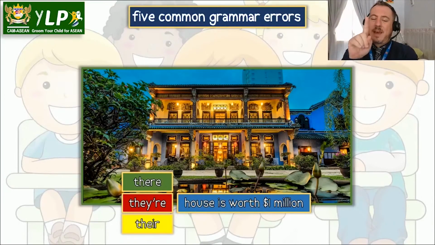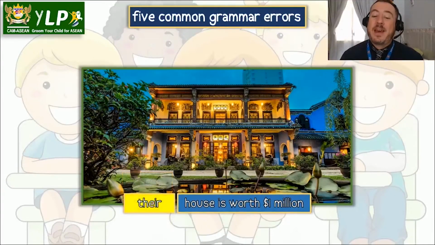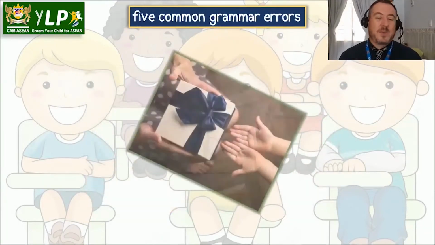And the red there means they are. So they are house is worth 1 million. That's not correct. Over there house is worth $1 million. That's not correct. So it must be the yellow. Their house is worth $1 million. That means the house belongs to them. Right. Okay. Let's look at the next one.